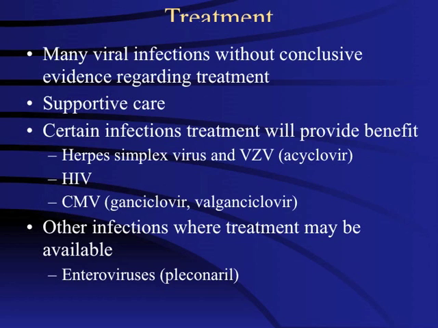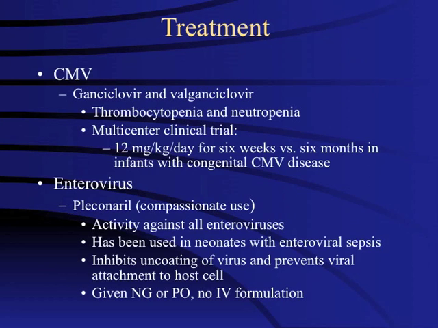In terms of enteroviruses, pleconaril was an agent being developed, and the company really wanted to make it an agent for rhinovirus that they would use for the common cold and make a lot of money. It didn't pan out, but it's still available for compassionate use. As I said, for CMV, we have ganciclovir and valganciclovir. The most common problems with those are bone marrow suppression, thrombocytopenia, and neutropenia. So you have to follow with a CBC every week and make sure there are no problems.